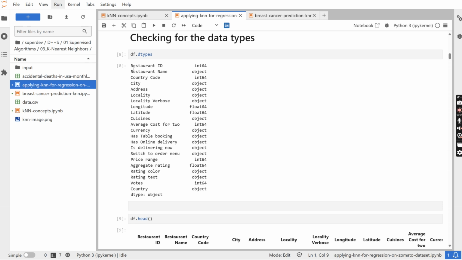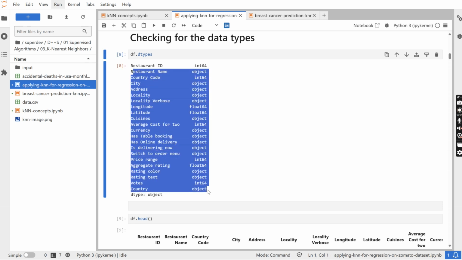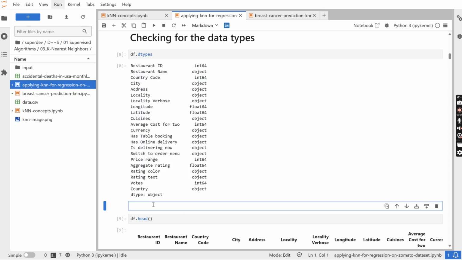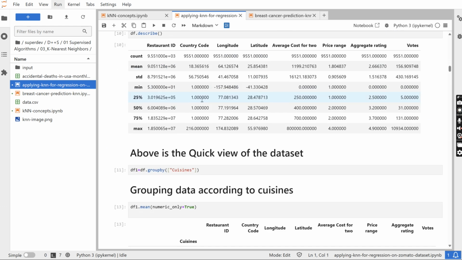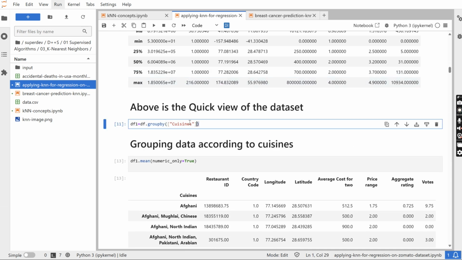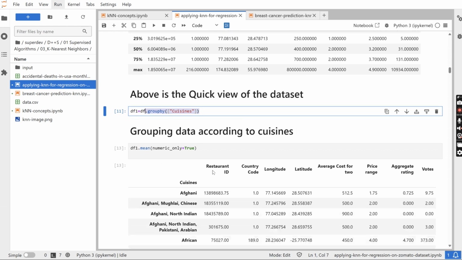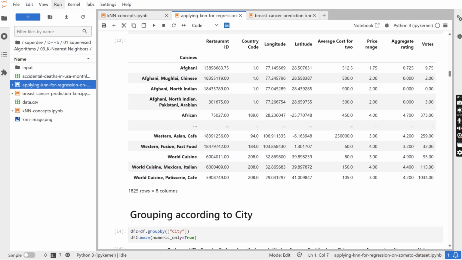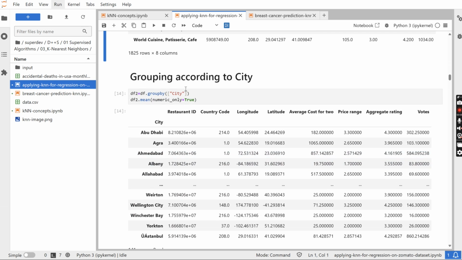Now a lot of the features, according to me, need heavy feature engineering here, because a lot of the features are text based. So what you're going to do is first analyze the data. You're going to look at the cuisines. If you group by cuisines, then you can see price ranges, again this is from 1 to 5, so you can look at the average cost for two and price range, aggregate rating, and how many votes are issued. So for various cuisines we are going to look at this.